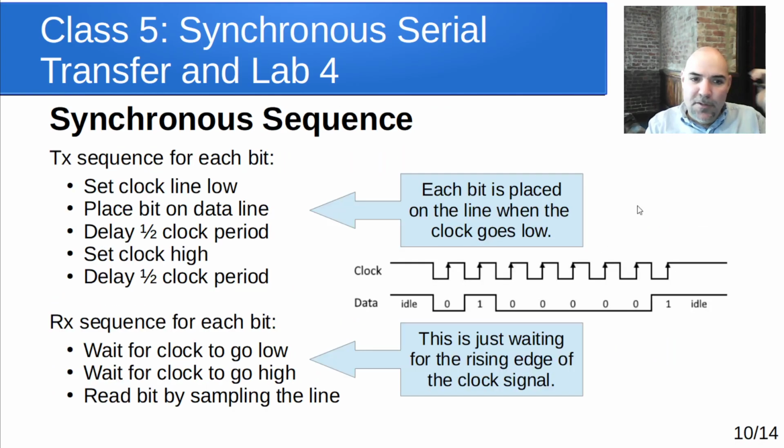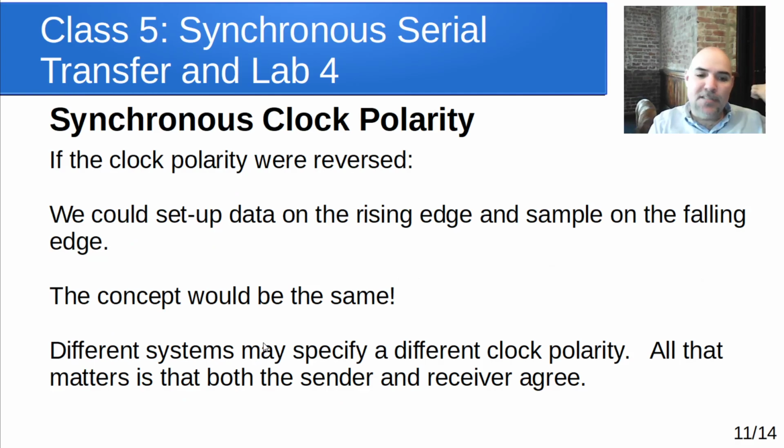And notice this code that we had back here, this pseudocode, would be the same. The only thing would be: set the clock line high, delay for our half period, set the clock line low. And this would just be wait while it's high, or wait for it to go high, wait for it to go low. And so we just reverse the lows and highs in here. It's the same concept, works exactly the same way.